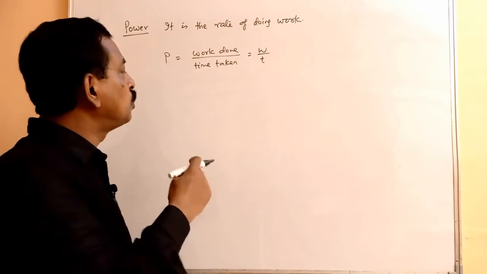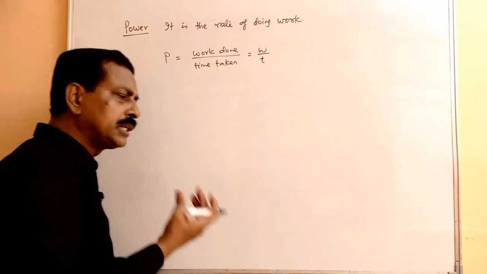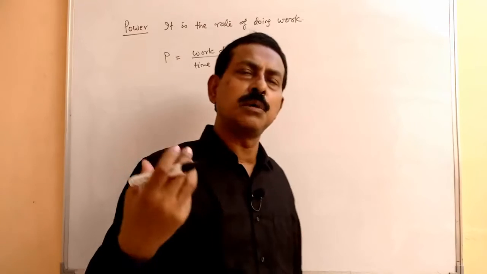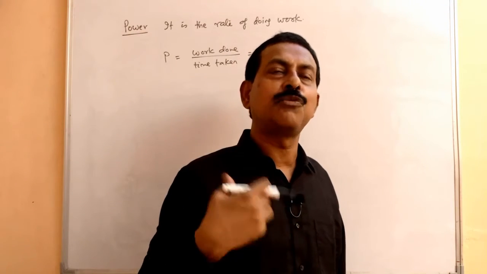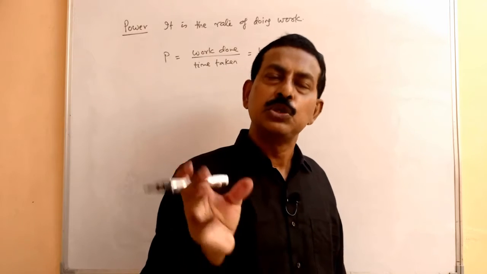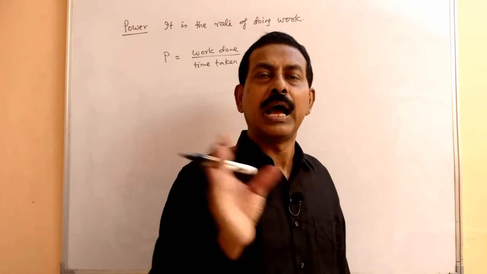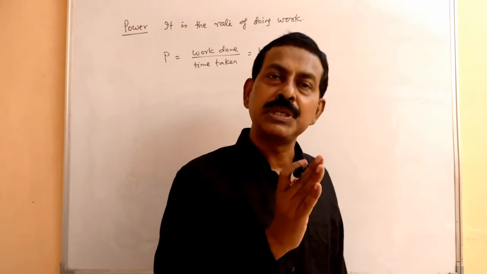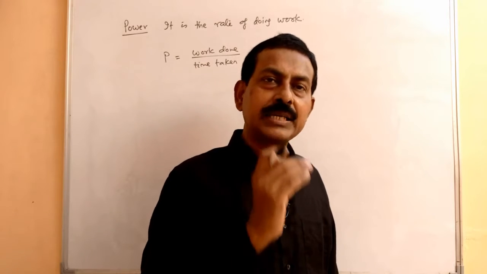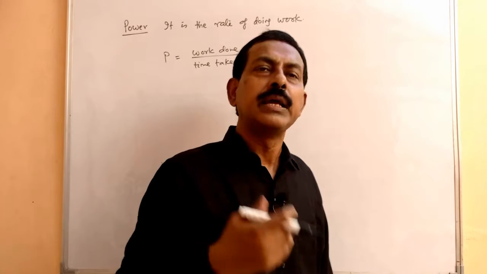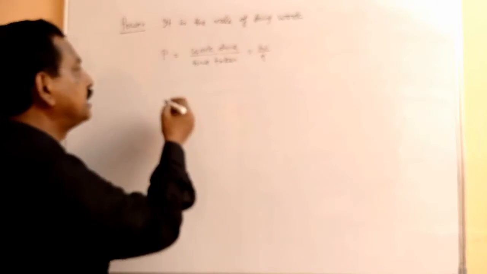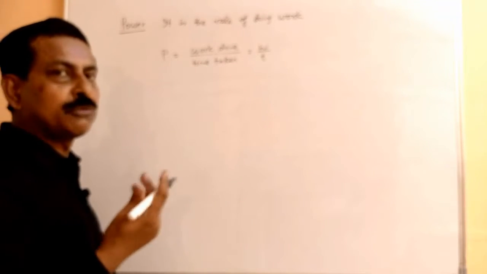Now, suppose in a general case a body is moving from this position to this, and this is the force acting there. To find the power developed, you find out the work done and the time in which that work has been done. So work done divided by time will give you the expression for power. In some cases, it may be given in terms of force and velocity.